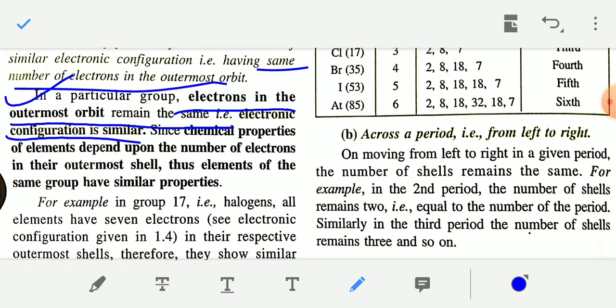Since the chemical property of an element depends upon the number of electrons in its outermost shell, remember that chemical properties of an element depend upon the number of electrons in their outermost shell. Thus, elements of the same group have similar properties. So the cause of periodicity is the recurrence of similar electronic configuration.